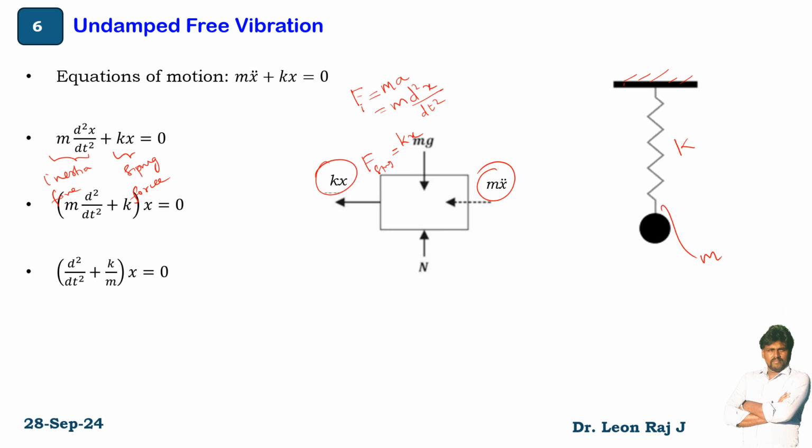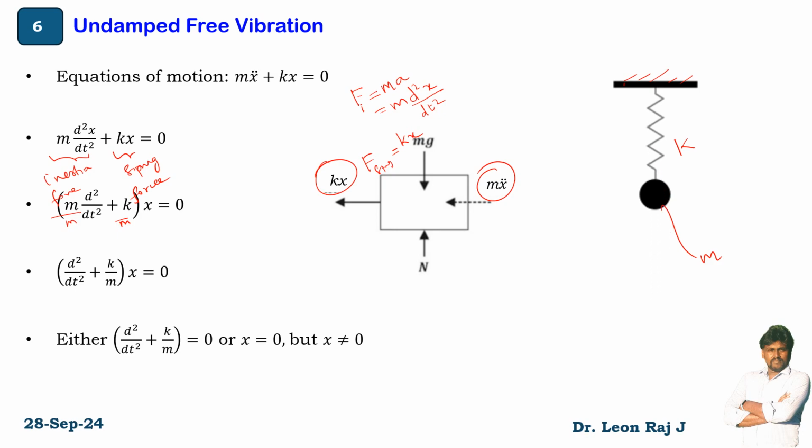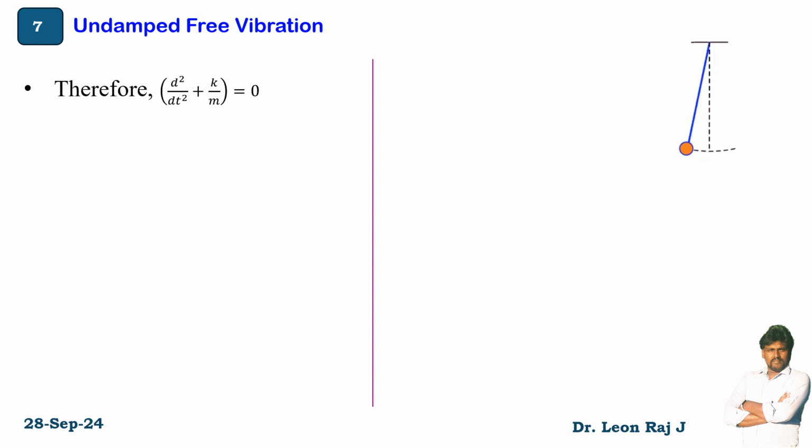So divide the whole terms by m. So here d square by dt square plus k by m into x equal to 0. So either this term can be 0 or x equal to 0. Since x is the displacement, that cannot be 0. The differential equation is equal to 0, that is d square by dt square plus k by m equal to 0.